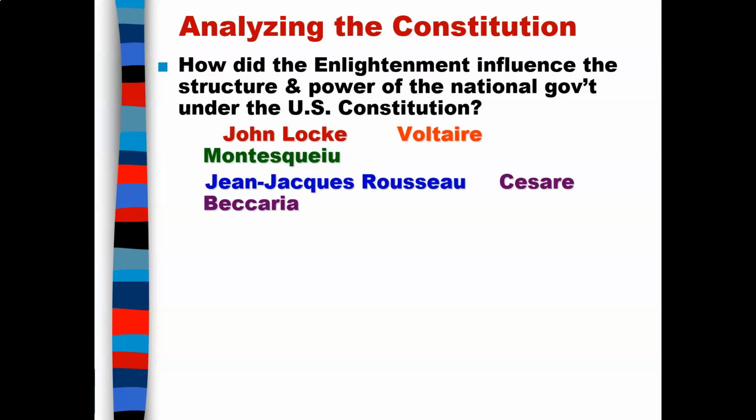Now let's analyze the Constitution. How did the Enlightenment influence the structure and power of the national government under the U.S. Constitution? You have a whole bunch of Enlightenment thinkers underneath this question that really influence how the U.S. Constitution was drafted and finally ratified.